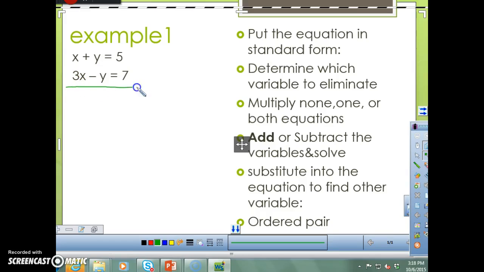We would need to add x plus 3x, which is 4x. Y plus a negative y is 0. These cancel out; these make 0. And then 5 plus 7 is 12. We're going to solve for x. So x would be 3.